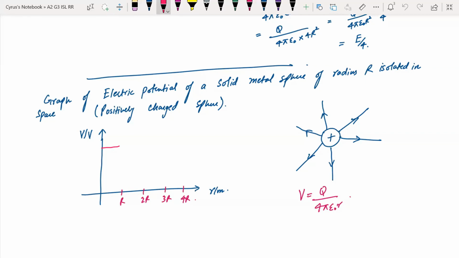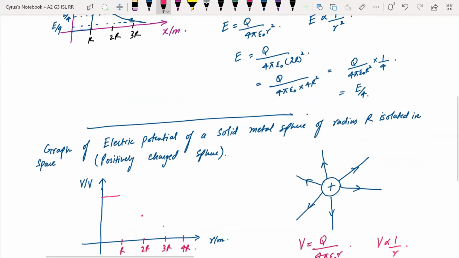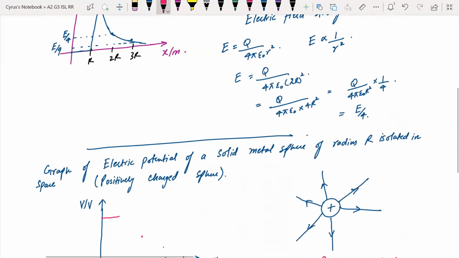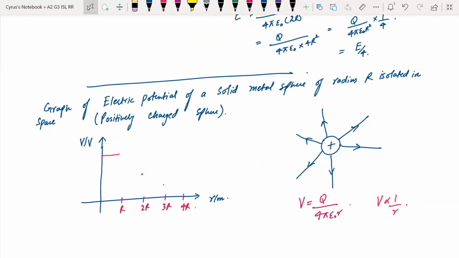It's going to decrease like this. V is proportional to 1 over R. So at 2R the value is going to be V by 2. 3R पे value होगी V by 3. ये थोड़ा different है उससे. R तक हमेशा ये constant रहेगा, ये याद रखिएगा. ठीक है क्योंकि electric field inside is zero. अंदर तो electric field strength zero है तो potential की एक ही value है. Constant value till R. उसके बाद what's going to happen is it's going to go like this.